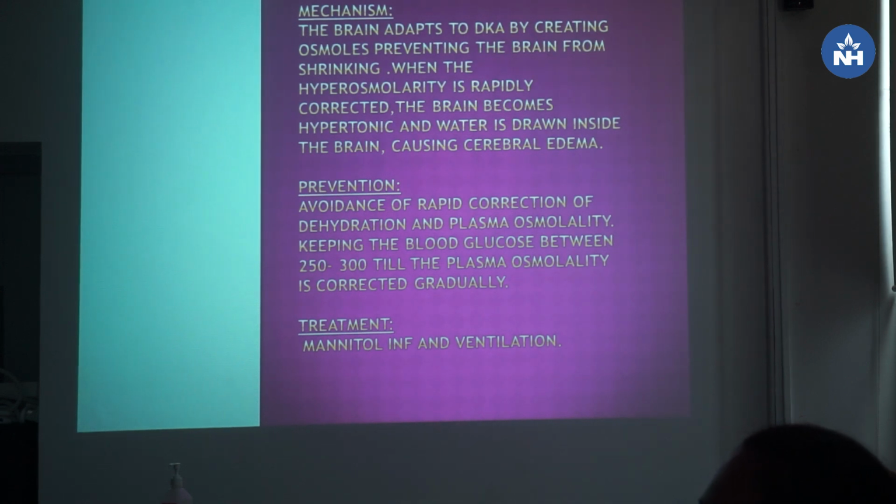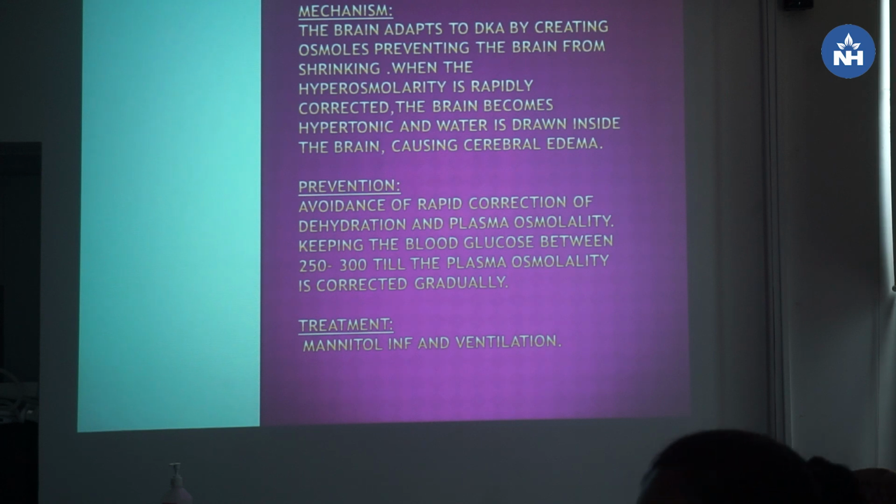So the mechanism is that the brain adapts to dehydration by creating osmoles in order to prevent the brain from shrinking. When the hyperosmolarity is rapidly corrected, the brain becomes hypertonic and water is drawn inside the brain, causing cerebral edema. Prevention is by simply avoiding the rapid correction of dehydration and plasma osmolality, keeping the blood glucose between 250 to 300 till the plasma osmolality is corrected gradually.